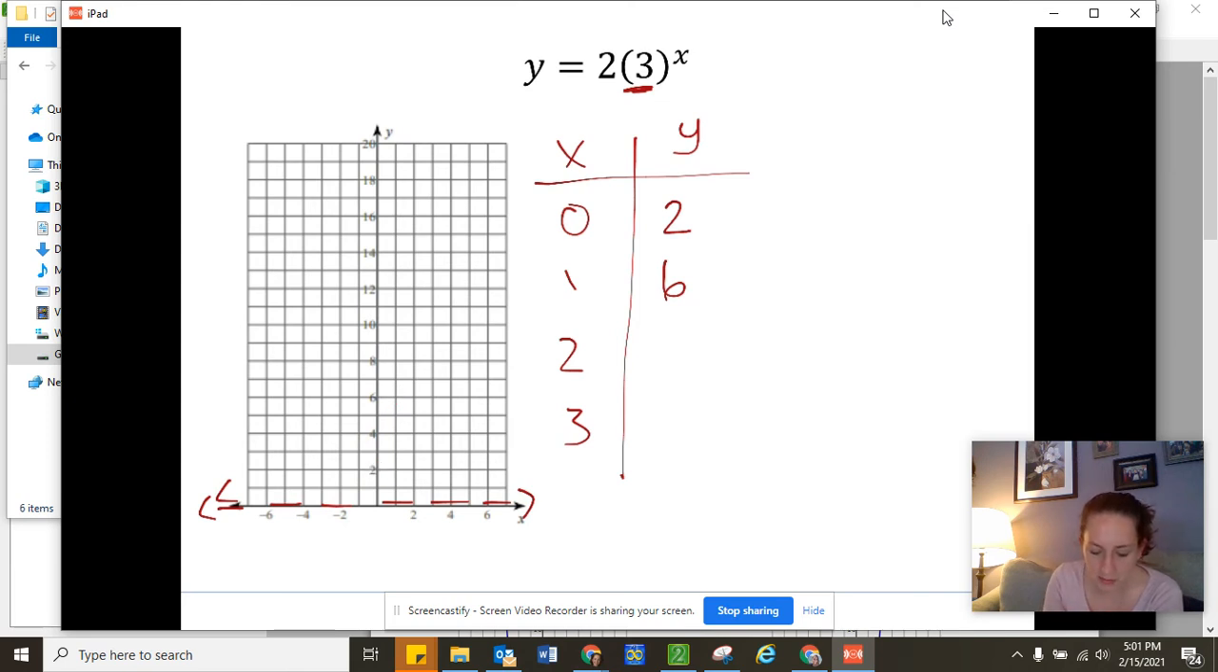Okay. Sorry, I'm multiplying by 3, not by 6. So 2 times 3 is 6, times 3 is 18, times 3 would be 54, which is way off my graph. So my first 2 points were right, but my last one was wrong. So sorry. Oh, that's okay.